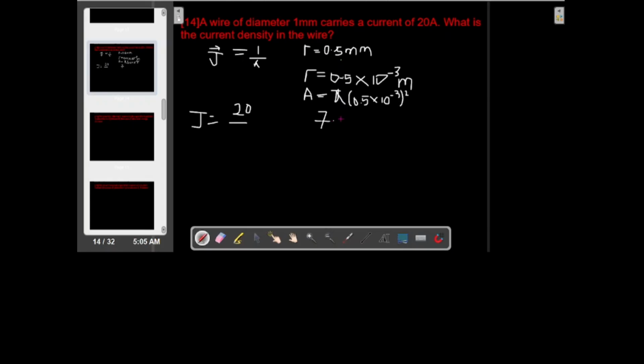Please make sure you're confirming the calculation with your own calculator, because I could be mistaken and make a mistake anywhere. So 7.85 times 10 to the power of minus 7 meter squared. All right. So I can just input it at 7.85. Therefore, J is equal to, the final answer should be 2.55 times 10 to the power of 7 ampere per meter squared.